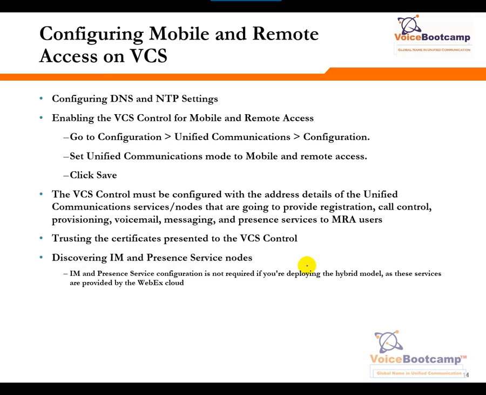So there are a few configurations that need to be done in order to support this. First of all, DNS and NTP must be configured. We must enable the unified communications mode with mobile and remote access, and VCS Control must be configured with the address details of the communication server, the Call Manager server. We also need to incorporate each other's certificates, the Expressway Edge certificate, into the VCS Control and vice versa, so that you can trust them.